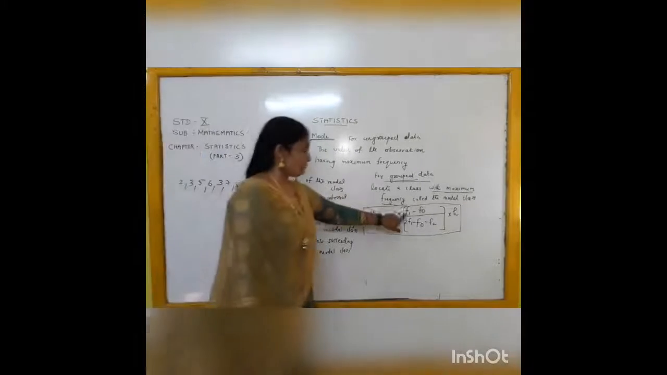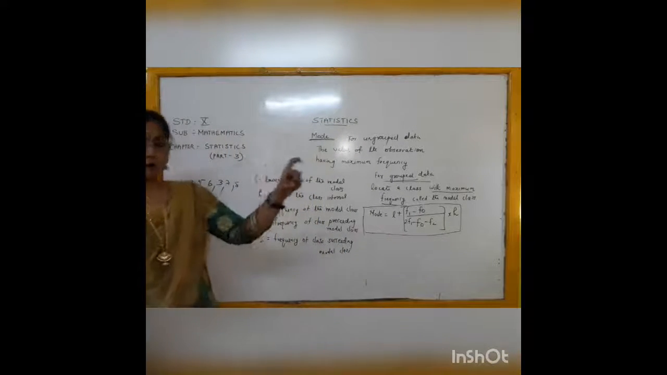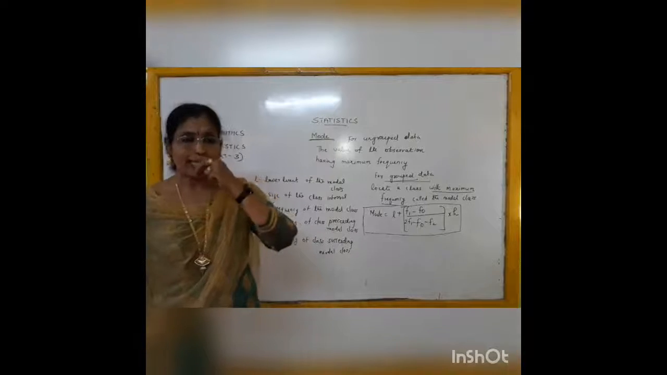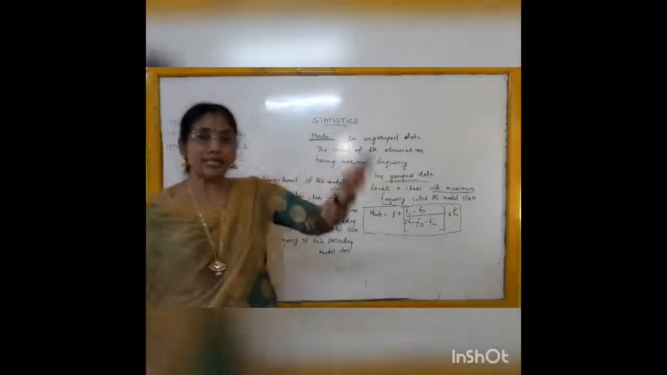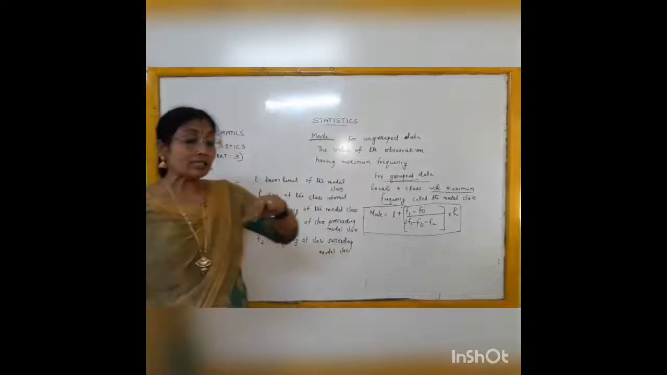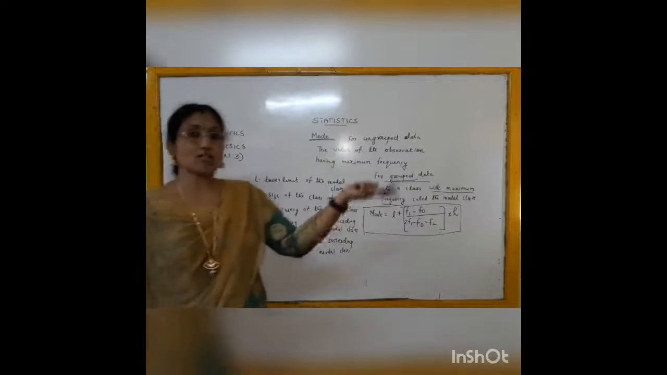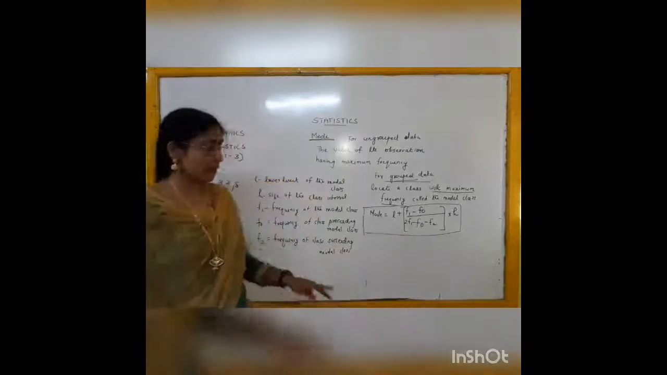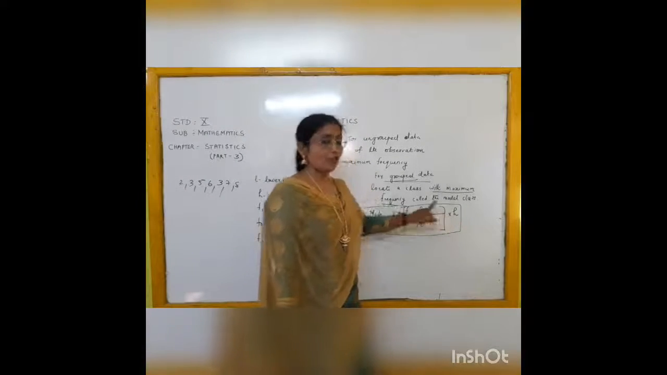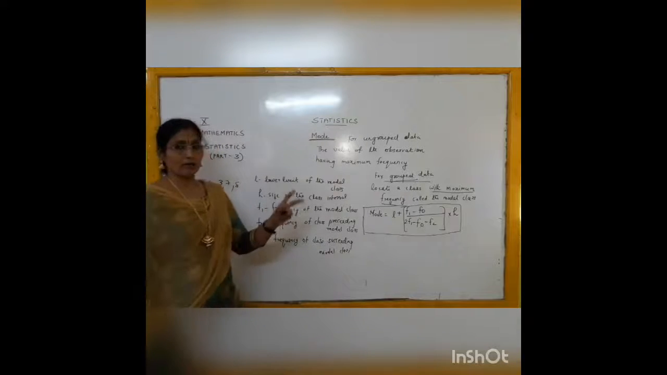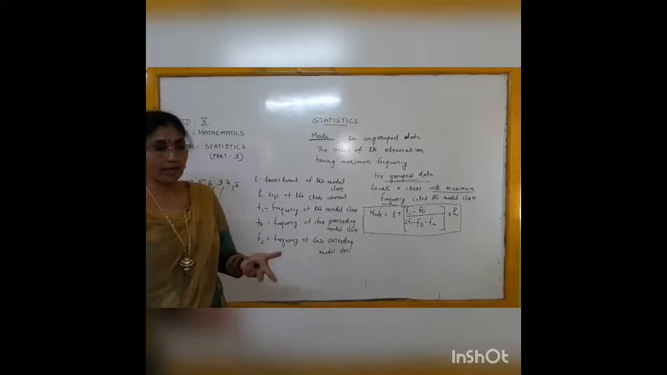Now what are F1, F0 and F2? F1 is the frequency of the modal class, that is, the maximum frequency. F0 is the frequency of the class preceding the modal class. F2 is the frequency of the class succeeding, that is, after the modal class. One more term remains: H. H is the size of the class interval. For 10 to 15, the class size is 5. For 10 to 20, the class size is 10.